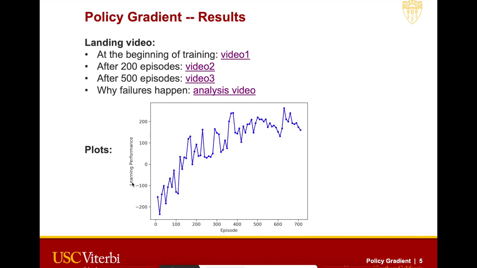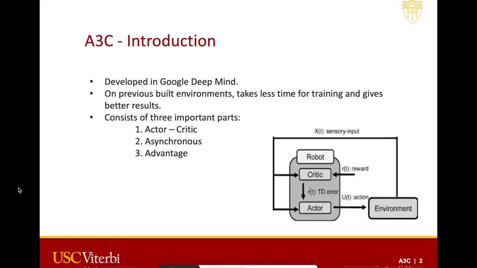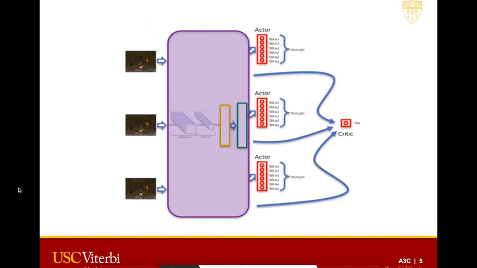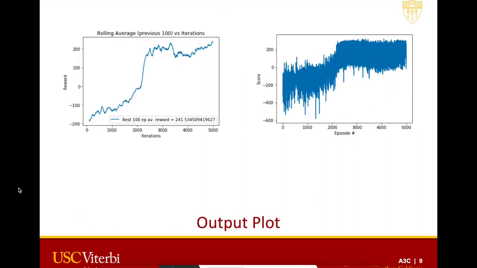The algorithm we tried is the actor-critic algorithm. The actor-critic algorithm has two parts, actor and critic, and the following slides give in-depth knowledge about the actor-critic algorithm. I'll go directly to the results for the model. The output plots are as such. The left-hand plot shows the rolling average, which is the previous 100 iterations, and the right-hand plot is the actual rewards got for each episode.